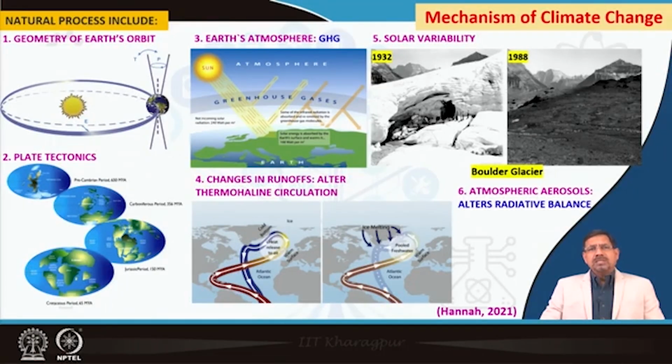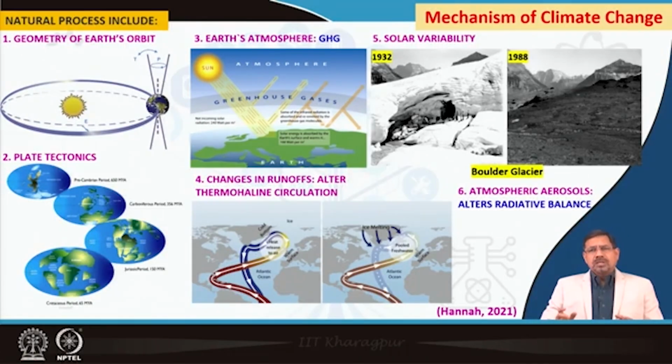And the fourth one is in terms of the changes in the runoff pattern that leads to an alteration of thermohaline circulation, more in the oceanic phase. And the fifth one is in terms of the solar variability. We know about the sunspot. The sunspots are the dark spots which take a cycle of 11 years to repeat.